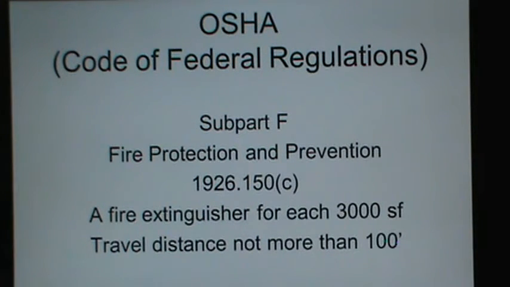On paragraph 150C, in bold print, it says portable firefighting equipment. Fire extinguishers and small hose lines. A fire extinguisher rated not less than 2A shall be provided for each 3,000 square feet of the protected building area, or major fraction thereof, and your travel distance from any point of the protected area to the nearest fire extinguisher shall not exceed 100 feet.